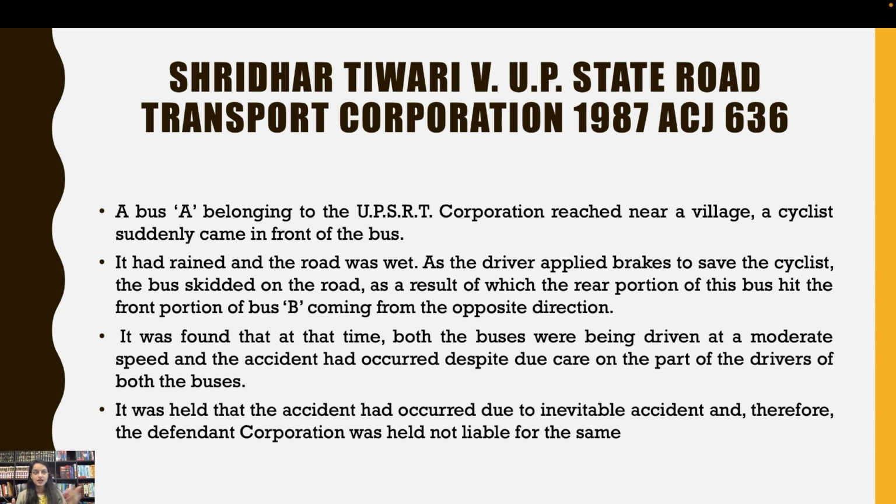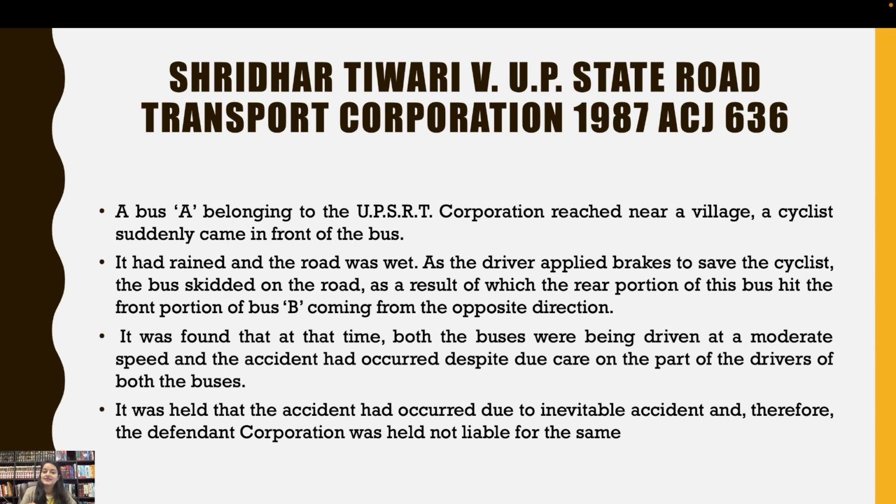What happened? There was a cyclist who suddenly came in. When the brakes were applied here, it hit the other bus. It was found at that time that both the buses were being driven at moderate speed, and thus the accident had occurred despite due care on the part of the drivers of both the buses. It was held the accident had occurred due to inevitable accident, and therefore the defendant corporation was not held liable.